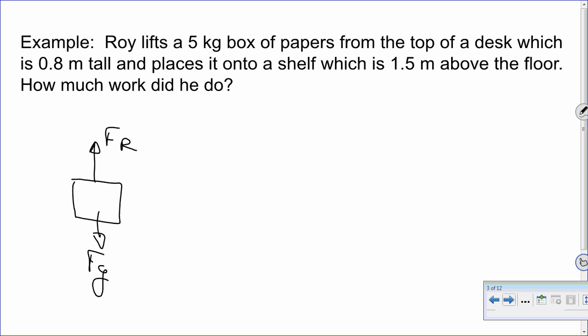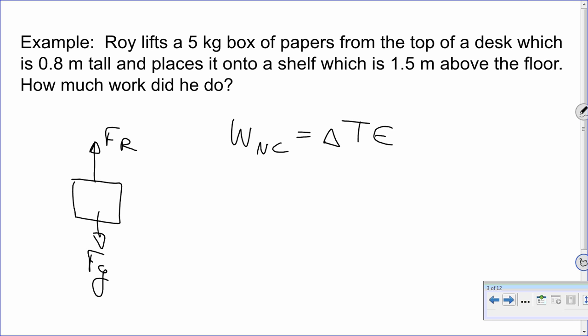Cool. So what's our only non-conservative force here, you guys? Roy, right? So what I just finished explaining was this: I know that the work done by non-conservative forces is equal to my change in total energy.